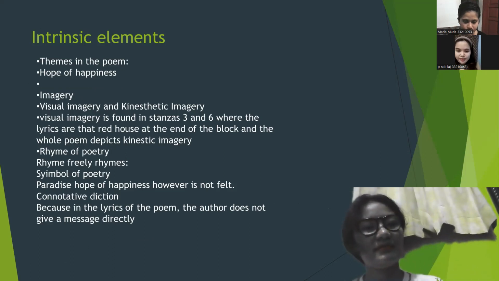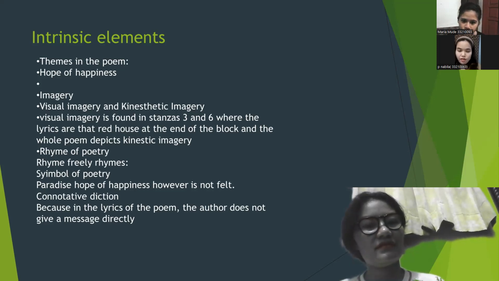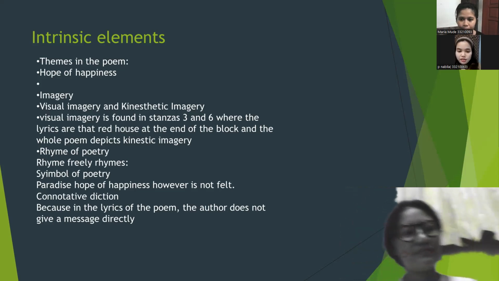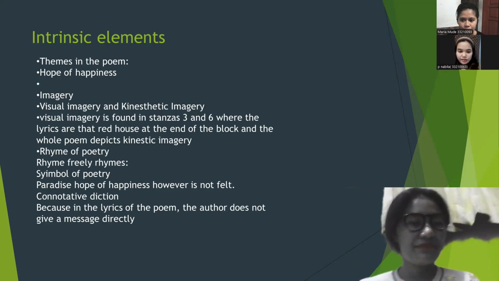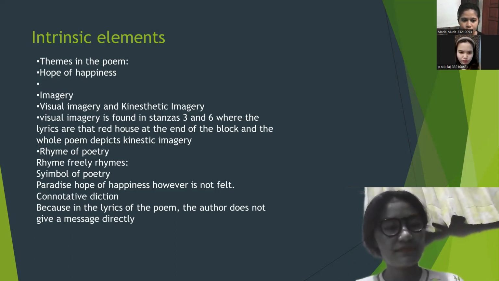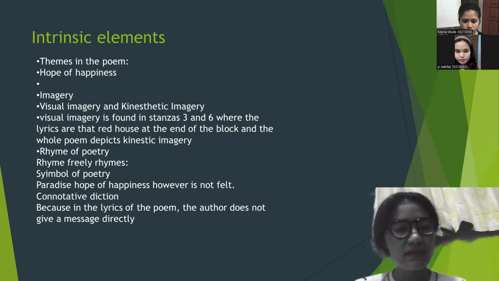Intrinsic elements. Theme in the poem: hope of happiness. Imagery: visual imagery and kinesthetic imagery. Visual imagery is found in stanzas 3 and 6, where the lyrics are that red house at the end of the block, and the whole poem depicts kinesthetic imagery. Rhyme of poetry: the rhyme is free. Symbol of poetry: paradise, hope of happiness, however, is not felt. Connotative diction, because in the lyrics of the poem, the author does not give a message directly.